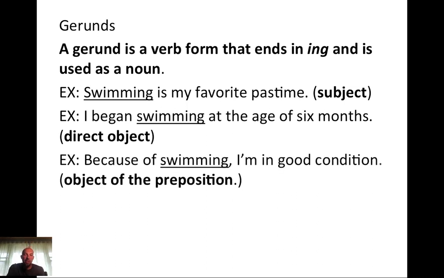Swimming, direct object. Began what? Swimming. Because of swimming, I'm in good condition. Object of the preposition. Of swimming. Because of swimming. Object of the preposition. Of is the preposition. Swimming is the object of the preposition.